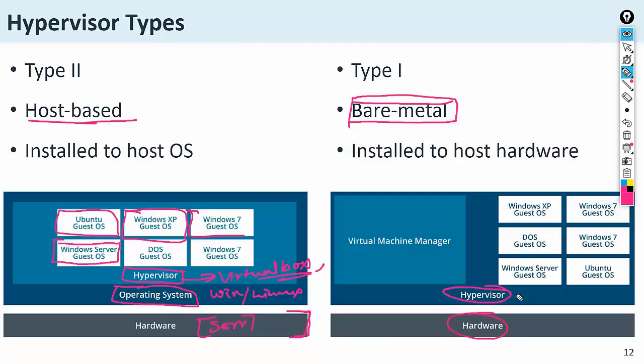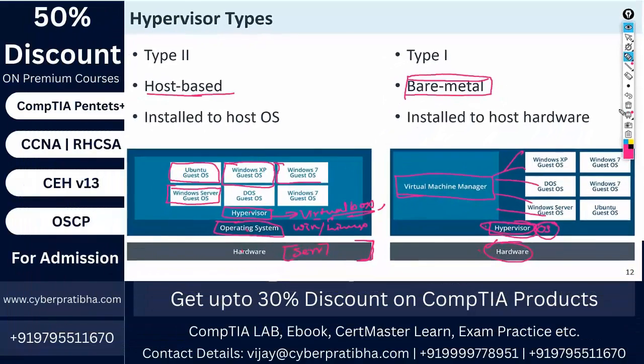But in the other case, in bare metal, you will install the virtualization software directly on the hardware, meaning you don't need to install any operating system like Windows or Linux. You directly install the hypervisor on the hardware. Later on you will have a virtual machine manager, where you can manage your virtual machines and their virtual networking. So if you have hardware, operating system, then hypervisor, it is known as host based. The other, hardware then hypervisor, is known as bare metal.